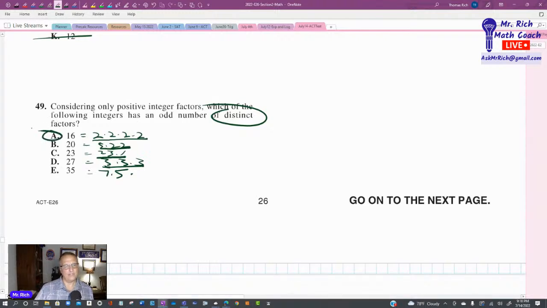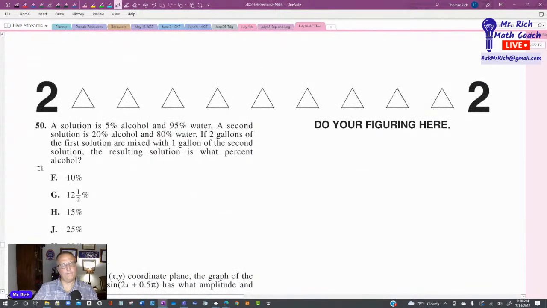I guess A is 1 is an odd number, right? That's 2 distinct. That's 2 distinct. That's also 1 distinct. 3 times 3 times 3. And that's 7 times 5. Wow. I'm going with 27 here. Okay, let's go to number 50.